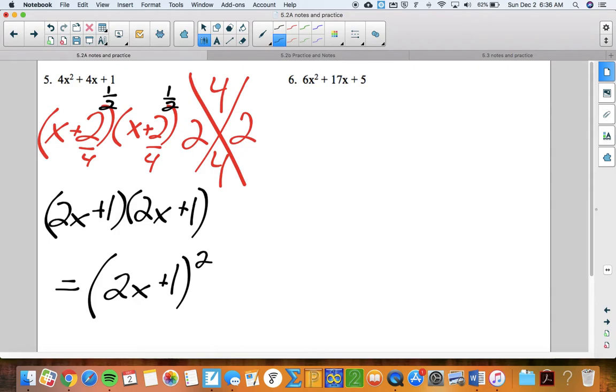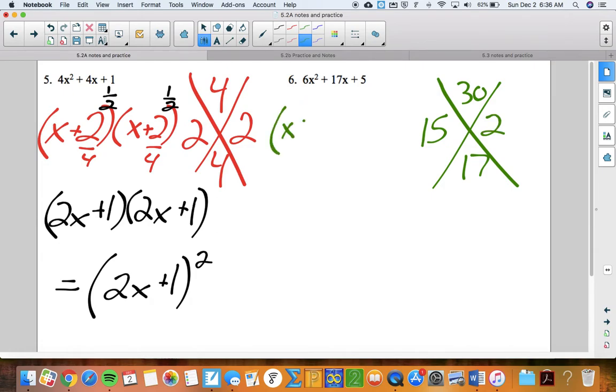Which really leads us to a discussion that also is a shortcut. But again, you don't have to use the shortcuts if you don't see it or you don't want to, as long as you write your factored form as simplified as possible. Here, let's look for numbers that multiply to 30 and add to 17. It's a positive 30, so I'm thinking it adds to a positive, so I'm thinking both positive. So let's do x plus 15.